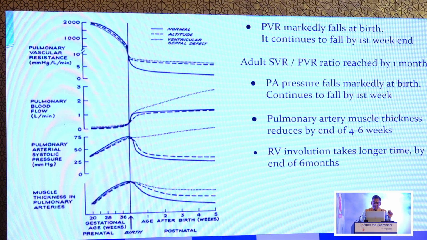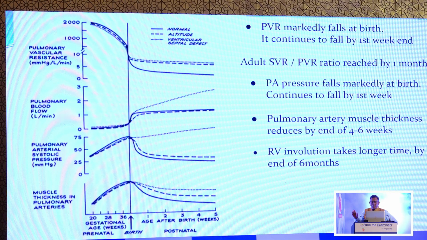The pulmonary artery muscle thickness reduces by the end of 4 to 6 weeks. This is the pulmonary artery muscle thickness. Now, because of some stimuli which will retain the pulmonary arterial pressure, they will also not let pulmonary arteries lose media. That is known as involution. When the pulmonary artery loses its media, it becomes more capacitous, and that further makes them capable of reducing PVR and accommodating more blood.